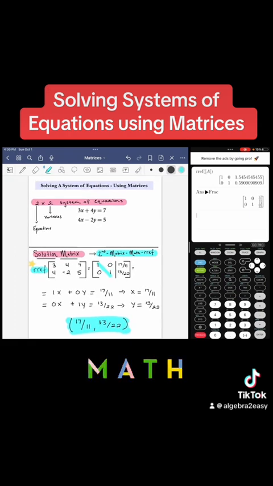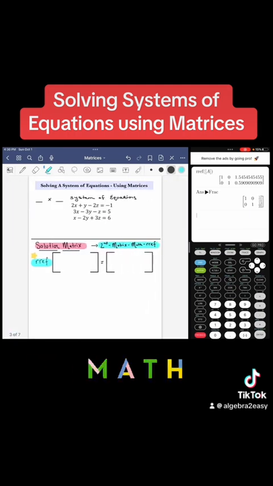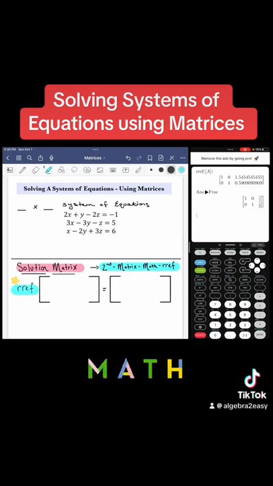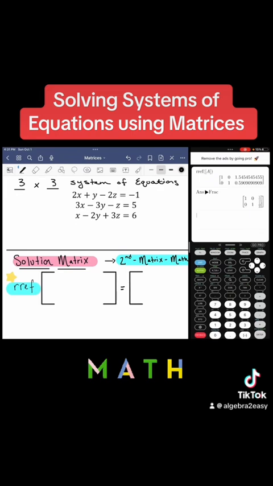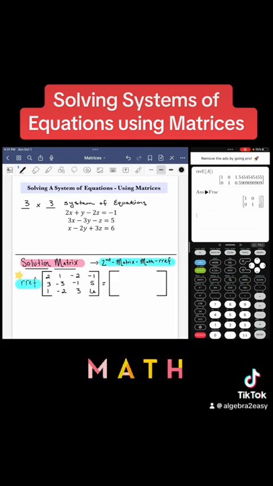Matrices make everything easier. Let's try one more with slightly more problems, or variables. Here we have a 3 by 3 system of equations. Let's go ahead and rewrite our system as a matrix, row by row. So 2, 1, -2, -1. 3, -3, -1, 5. 1, -2, 3, and 6. We have our matrix ready to go.